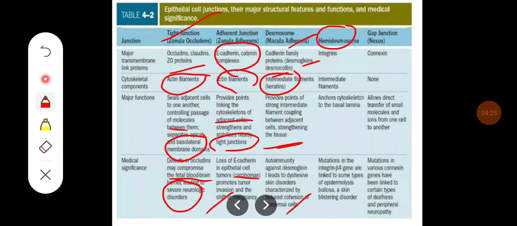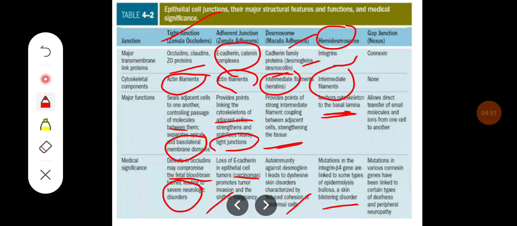Coming to hemidesmosomes, they use integrins as major transmembrane link proteins and intermediate filaments as cytoskeletal components. They anchor the cytoskeleton to the basal lamina. Mutations in the integrin beta 4 gene are linked to some types of epidermolysis bullosa, a skin blistering disorder.